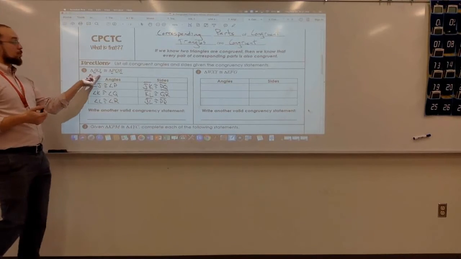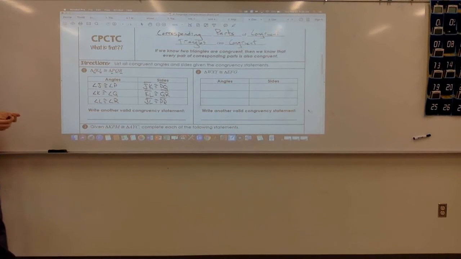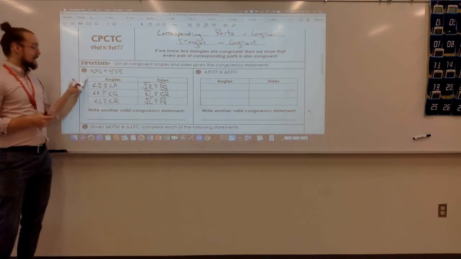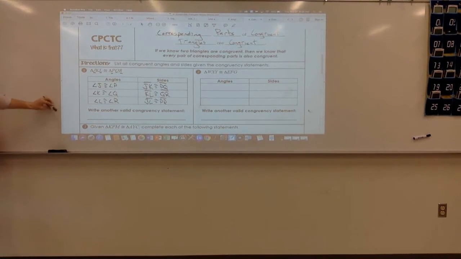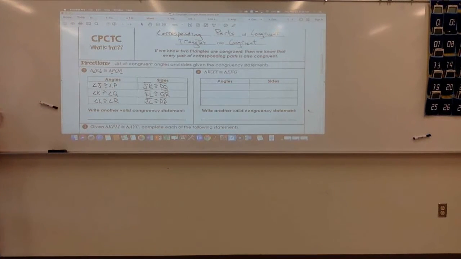So, I mean, we could draw out these triangles like they had it drawn out up there in the top example and see that each of these pieces would match up, but we don't even need to do that if we're just given this statement. Okay? Questions?